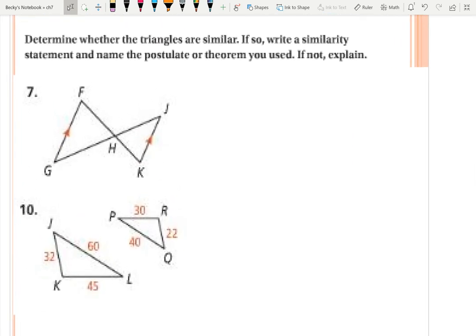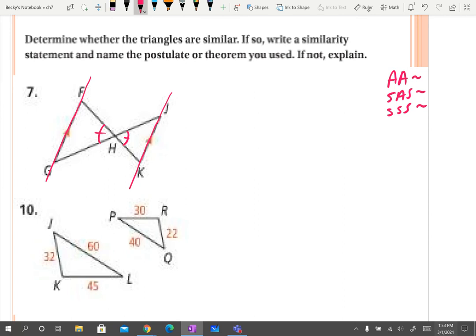I know some of the pictures are kind of grainy, but I think we can still make it out. We have the choice now of 3: AA similarity, SAS, and SSS. So all 3 are thrown into it. Now, the first one usually freaks people out because there are no numbers, but there's hidden information. First of all, I see vertical angles. That's a hint that we're probably going to have either AA or SAS. But I don't know any of the side lengths. All I know is that these lines are parallel.